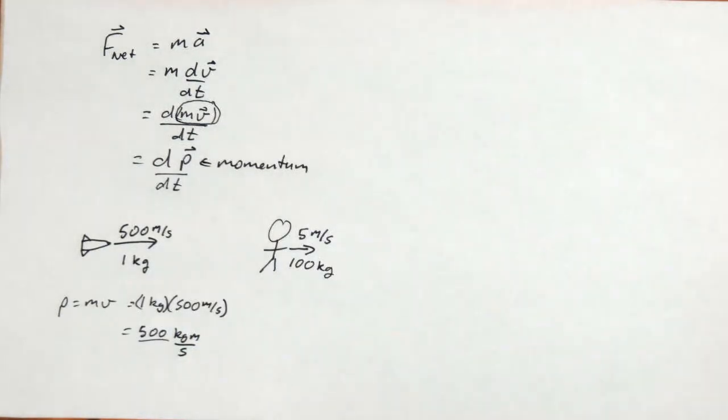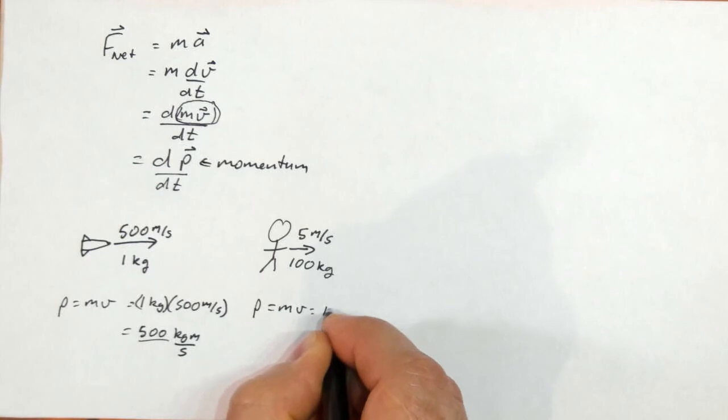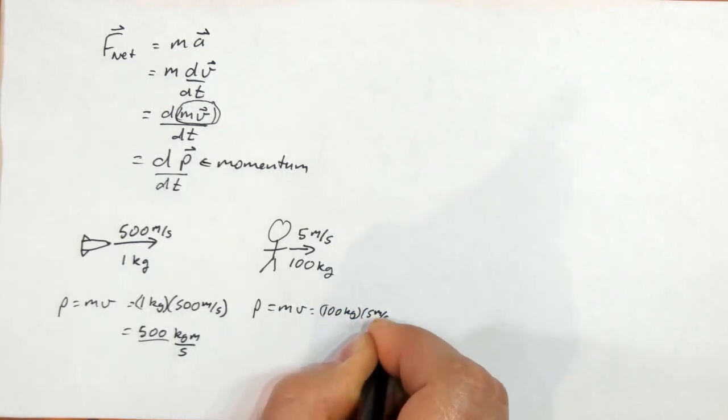All right, what's this person's momentum? Well, p equals mv. We get 100 kilograms times 5 meters per second.